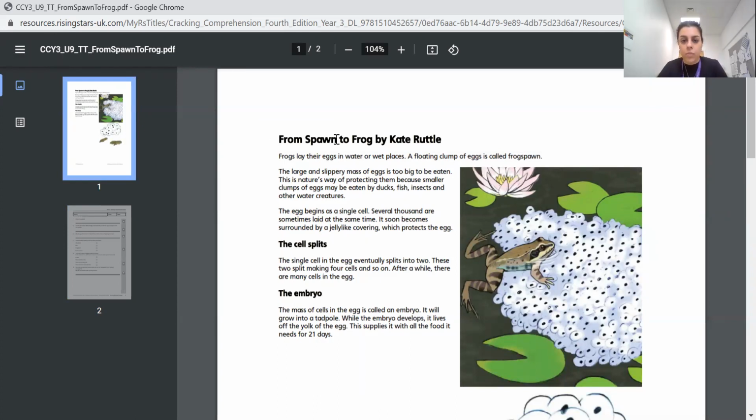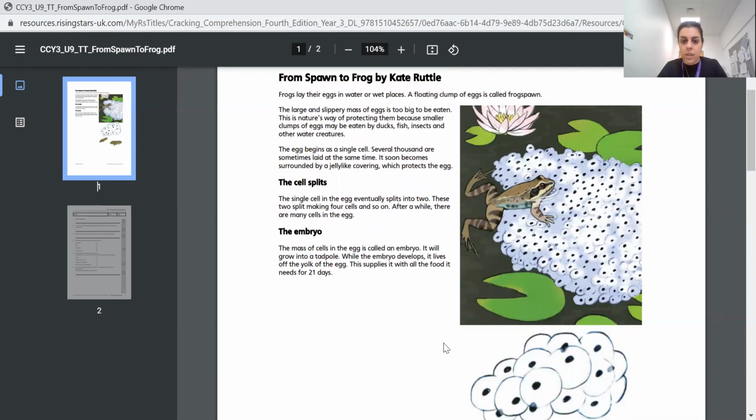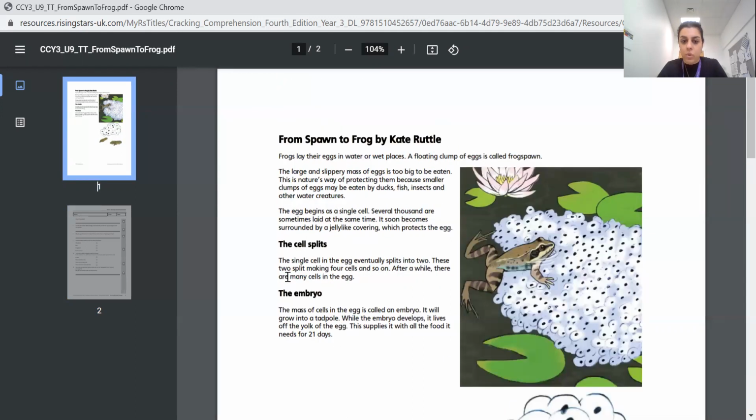So our text is called From Spawn to Frog by Kate Ruttle, and this is all information. Now, non-chronological reports and non-fiction texts often have photos rather than a cartoon picture. This one is actually not a photo, but they often do have photos, which is one of the things we look for when we look to see if something is non-fiction. This one doesn't, but we know it's factual. It's also got subheadings, which is another feature of non-fiction text.